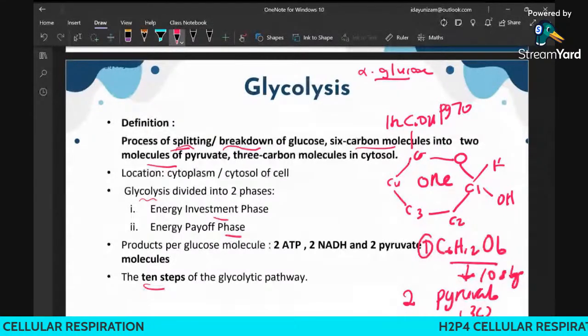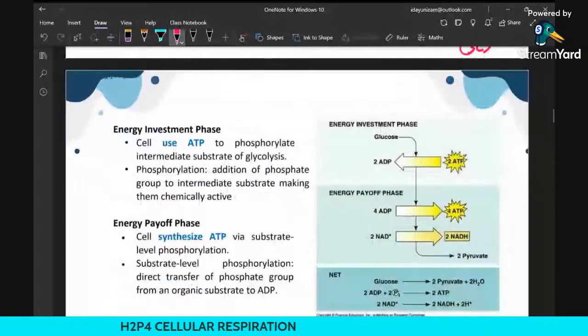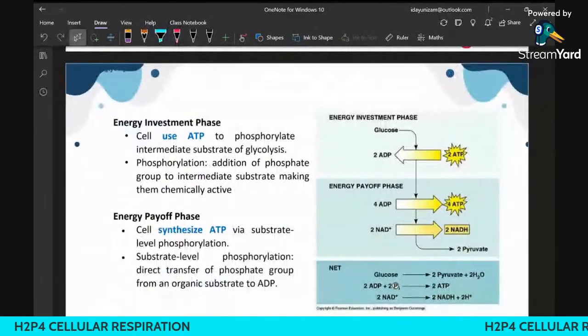Now we start with the energy investment phase. So the teacher hopes you all understand the process.